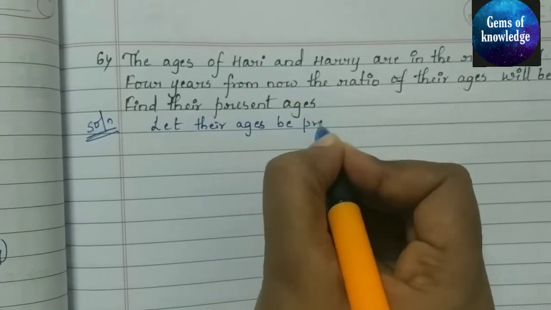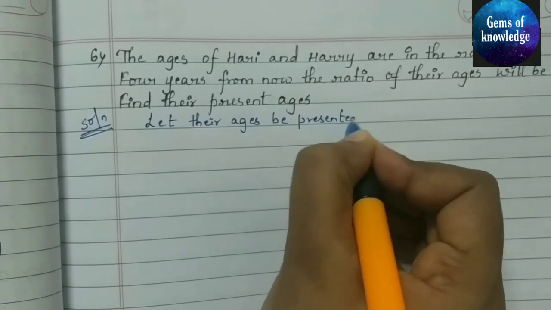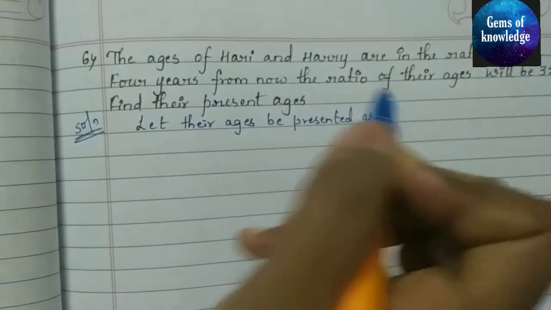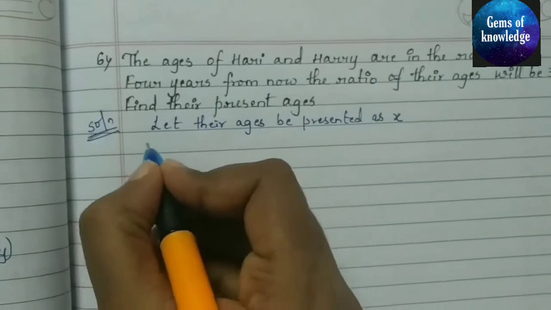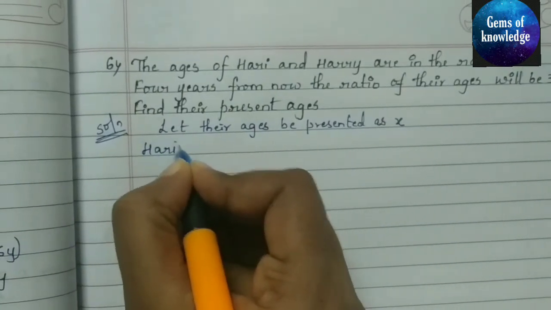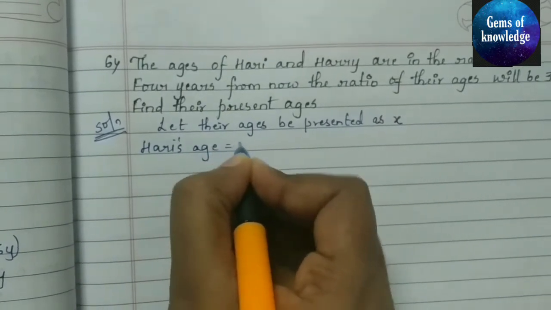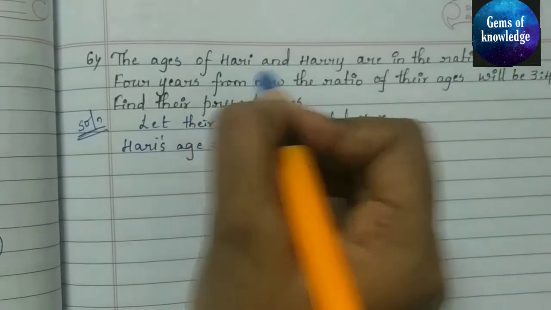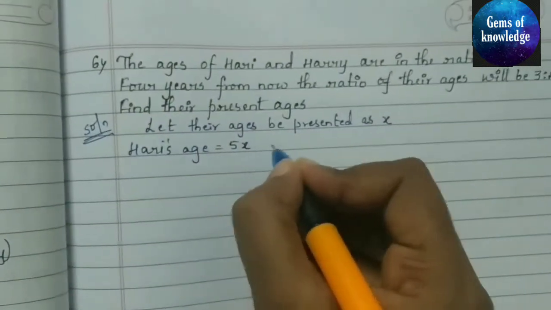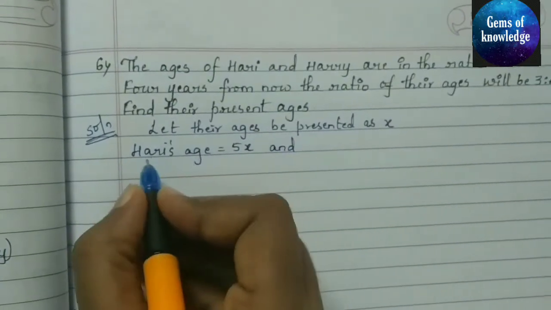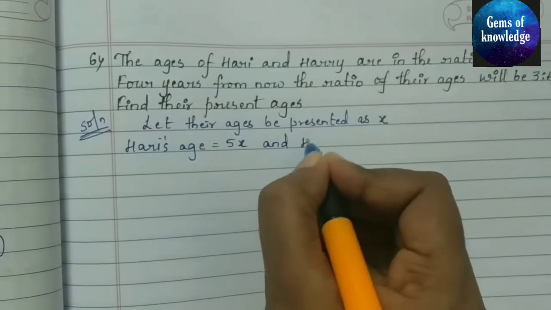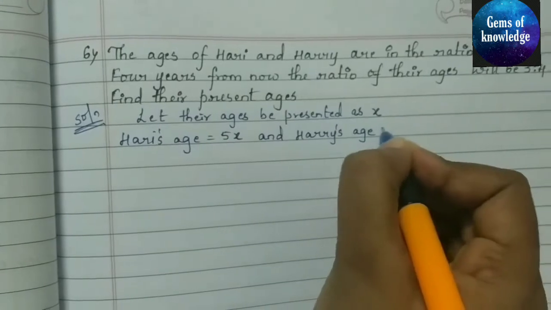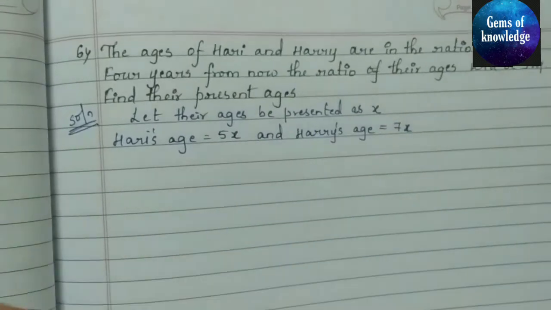Before solving the question, what we have to write is, let their ages be represented as x. So we have to consider their age as x. Now Hari's age is equal to 5x, since it is given in the ratio, and Harry's age is given as 7x.